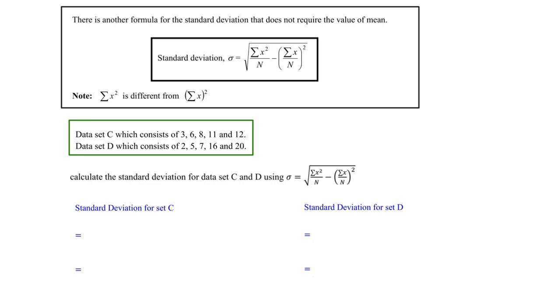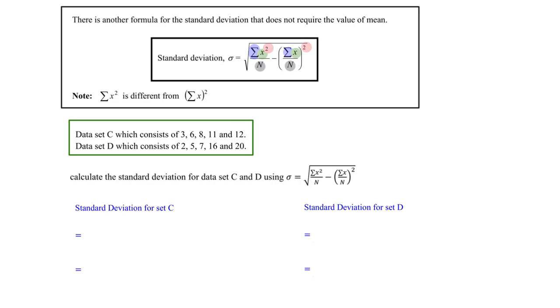All we need to do is to sum up the squares, adding up the squares of all the data, and after that divide by n. Then we minus away the sum of all the data divided by n, and this one we bracket and square. This will also allow us to find the standard deviation.